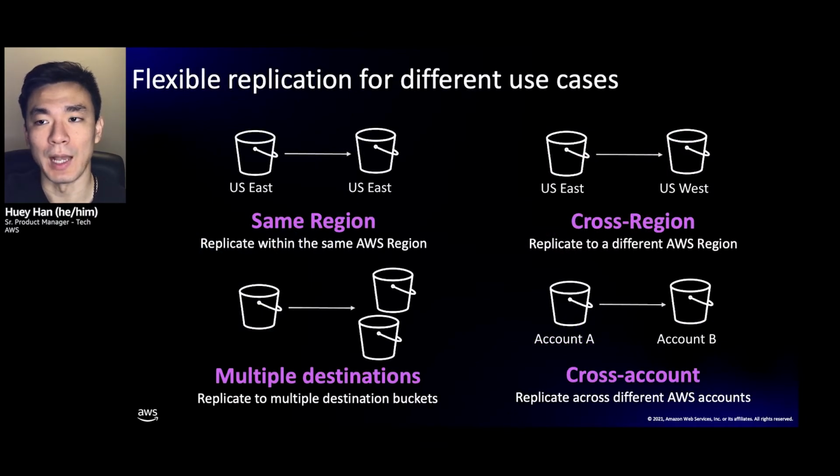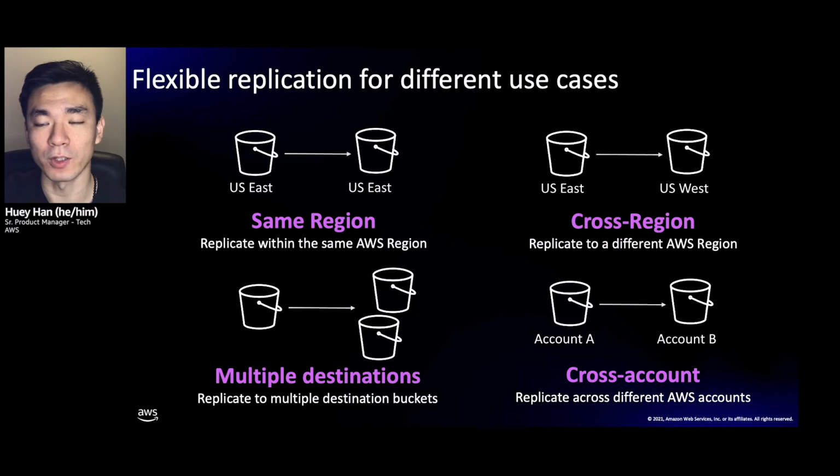So S3 replication gives you a lot of flexibility when deciding how you replicate. The source and destination bucket can both be in the same AWS region, or they can be in different AWS regions. You can replicate from one source bucket to multiple destination buckets. You can also replicate cross-account, so replicating between buckets owned by different AWS accounts.